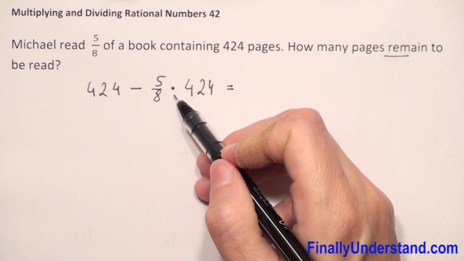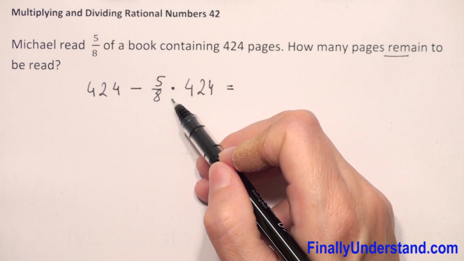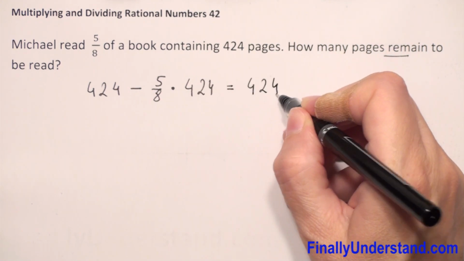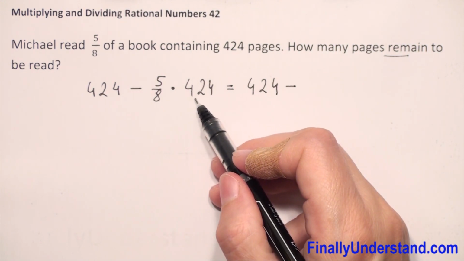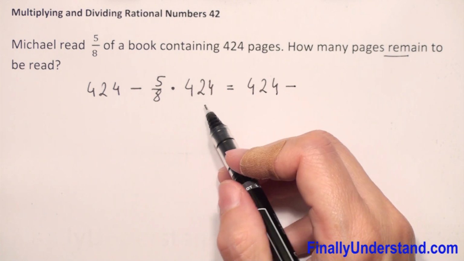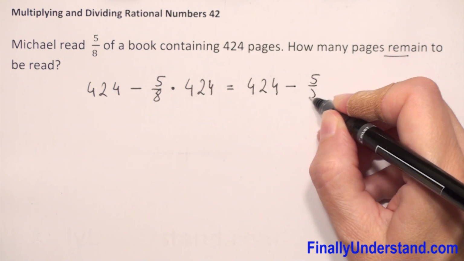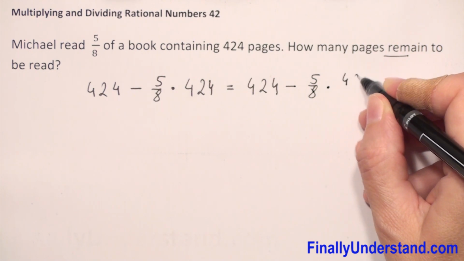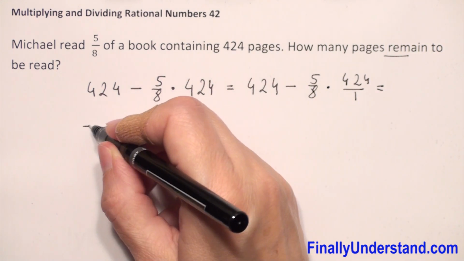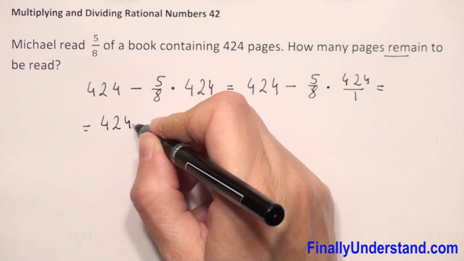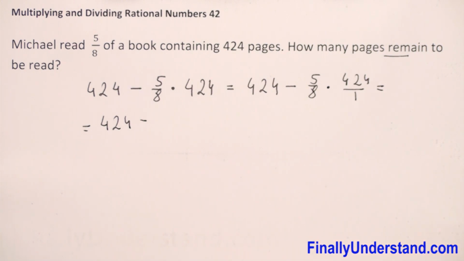We have subtraction and multiplication. Of course, first we have to do multiplication. So 424 we copy minus, because we have a fraction, so I will change 424 also to a fraction. So 5/8 we copy times, I will add 424/1, and next this is equal. We copy 424 minus. We have multiplication of fractions. First we have to check if we can reduce something.